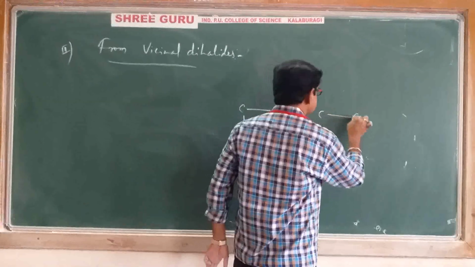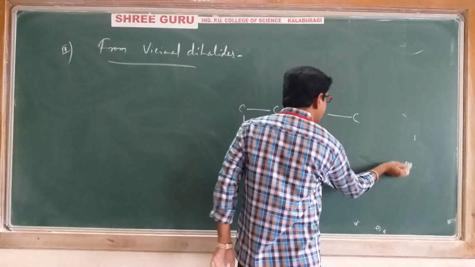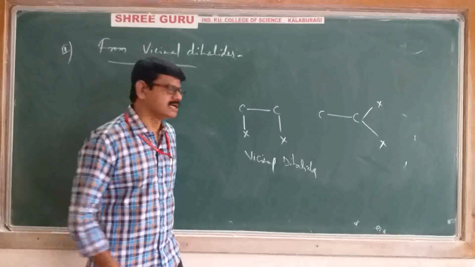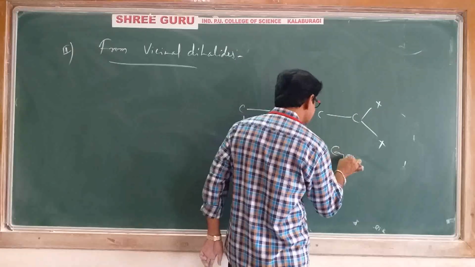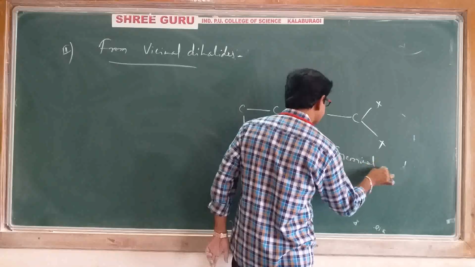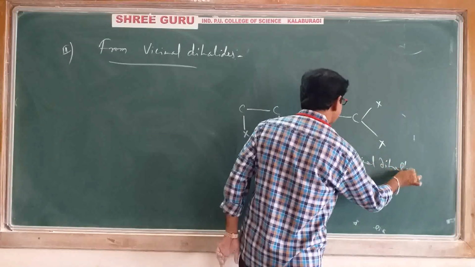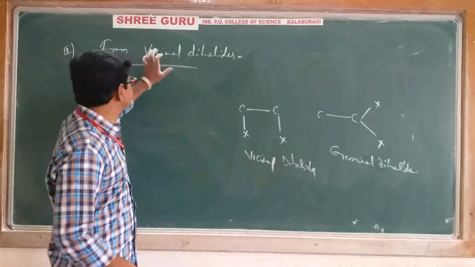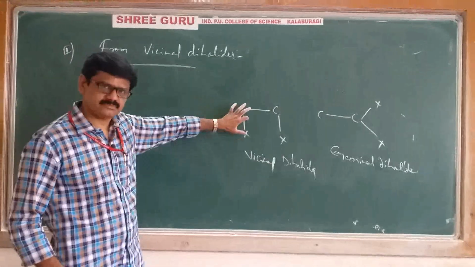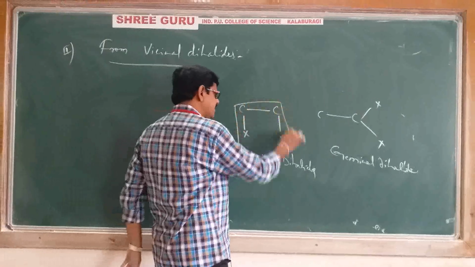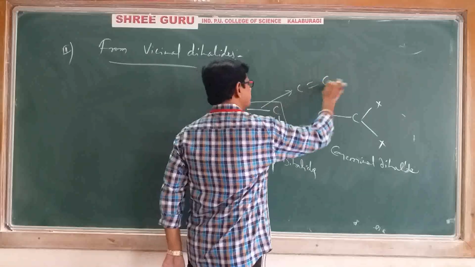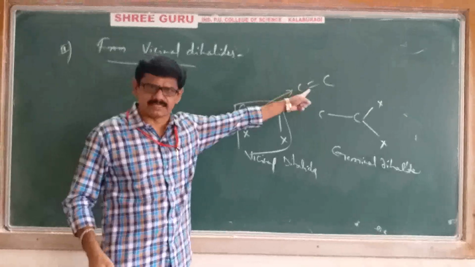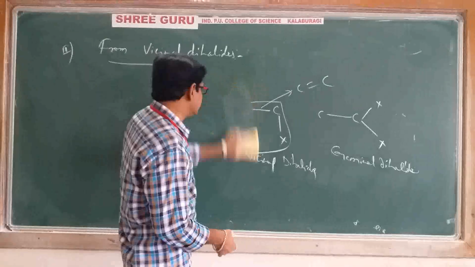Suppose both halogens are attached on the same carbon atom. Then this compound is called a geminal dihalide. Vicinal, geminal. Now we are using a vicinal dihalide, this one. This vicinal dihalide we have to convert into a carbon double bond, nothing but an alkene. How is a vicinal dihalide converted into an alkene? Let's discuss clearly.